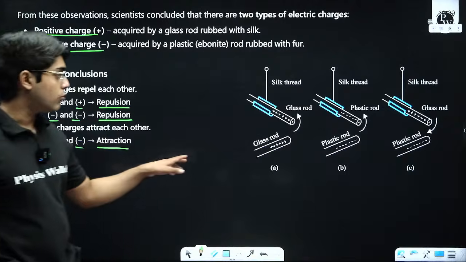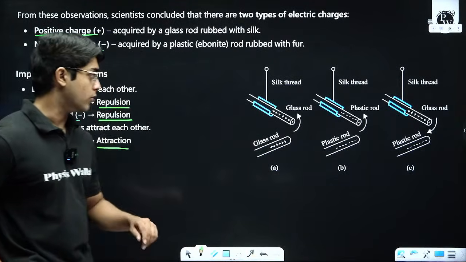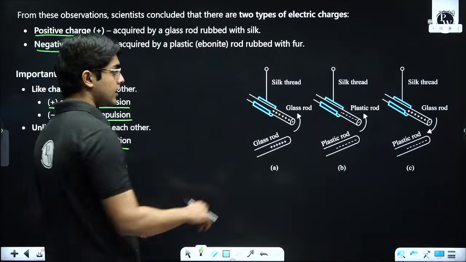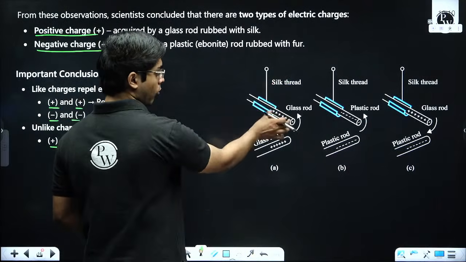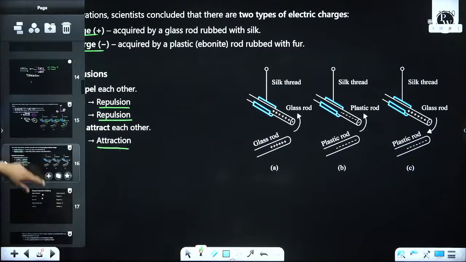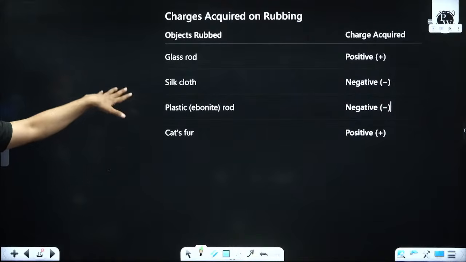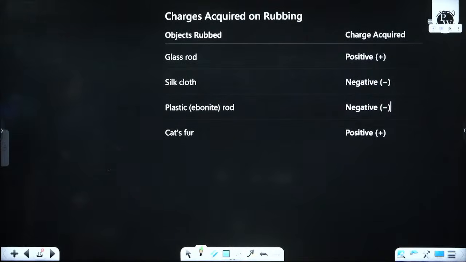This is actually the first experiment given in NCERT, and this can be asked. They can ask a question like, in the glass rod and silk experiment, what charge does the glass rod obtain? Those types of questions can be asked. So I have given this table also, which summarizes who gains what charge.